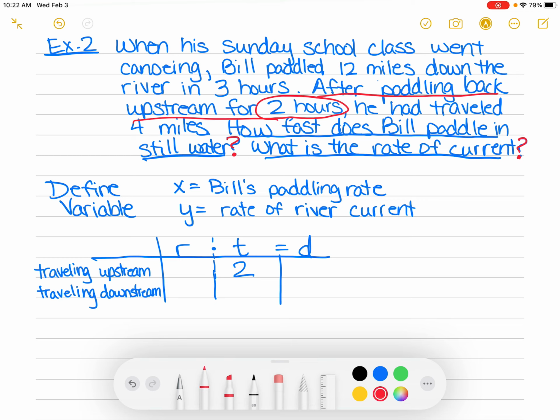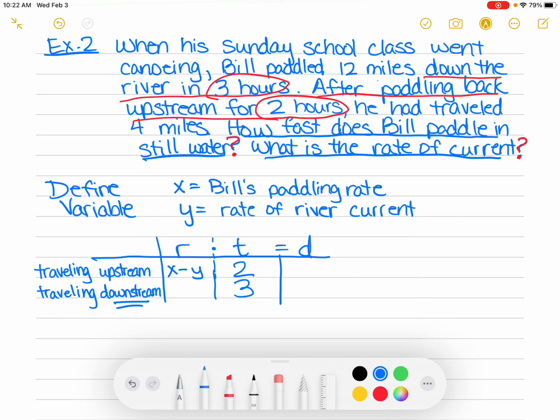And if you look up here, that down this river is in 3 hours. So I'm going to put the 3 for downstream, okay? Now we need to find the rate. So the rate is going to be Bill's paddling rate. Okay, if he's going upstream, it's going to be his rate minus the river's rate, okay? Because remember, he's going to be going slower.